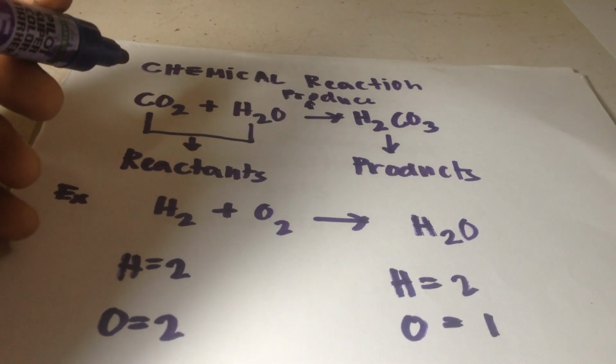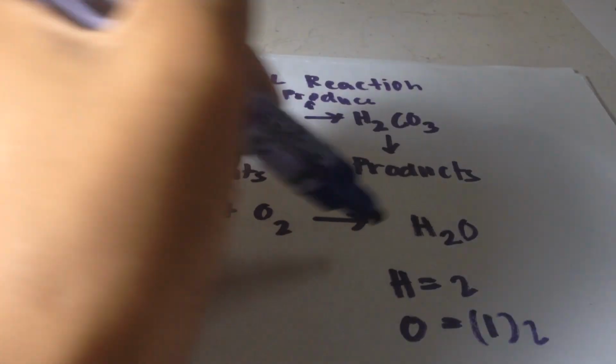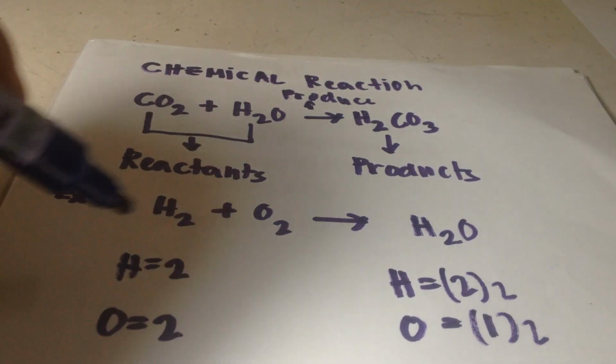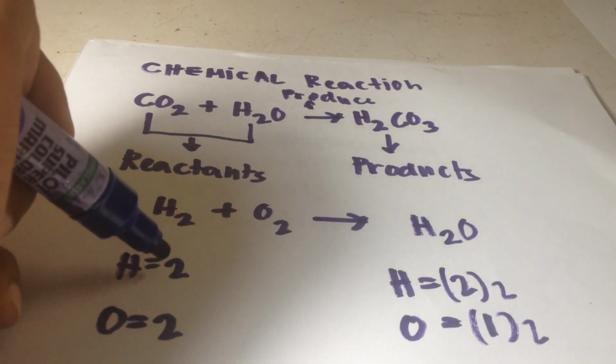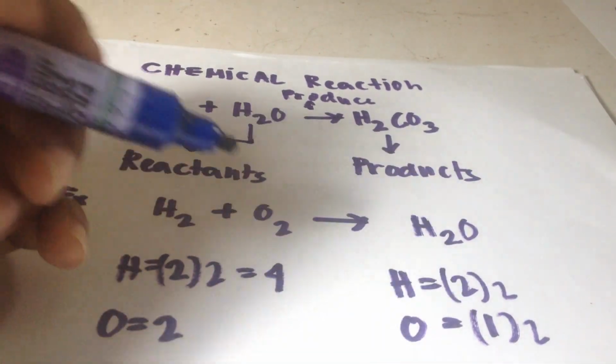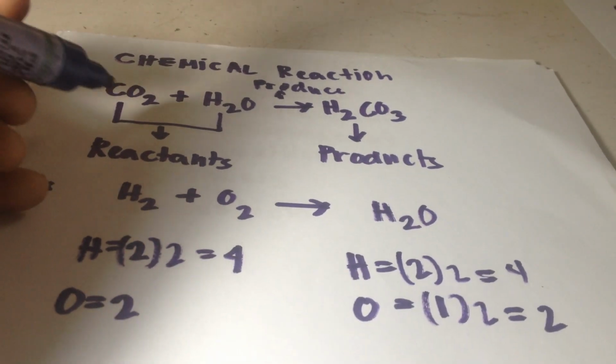So you need to balance the oxygen. We need to multiply by 2. Multiply by 2, and the hydrogen also multiply by 2. In hydrogen gas, you need to multiply by 2, so 2 times 2 is equal to 4, and 1 times 2 is equal to 2. Okay, it is balanced.